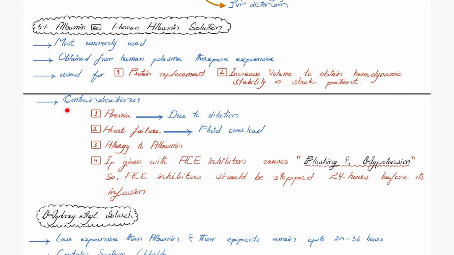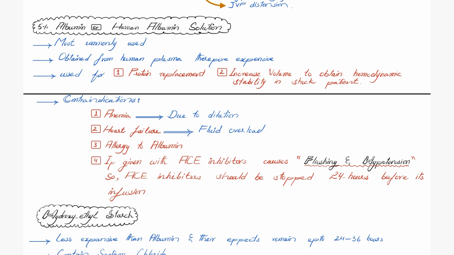But there are some contraindications, that is, you cannot give colloid to a patient with these conditions. For instance, anemia, because it dilutes the blood and worsens the anemia. Heart failure, because it leads to fluid overload, and the signs of fluid overload like high BP, dyspnea, crackles on auscultation, edema, and pounding pulse appear. Allergy to albumin, because albumin is obtained from the human body. And if it is given with ACE inhibitors, it leads to flushing and hypotension because it causes the release of histamine. So ACE inhibitors should be stopped 24 hours before infusion of colloids.